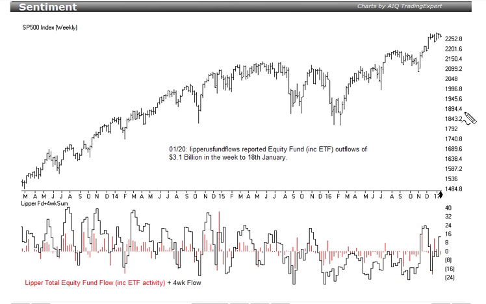We've also seen an outflow in funds, equity funds including ETFs. Lipper US fund flows reported an outflow of $3.1 billion in the week to the 18th of January.